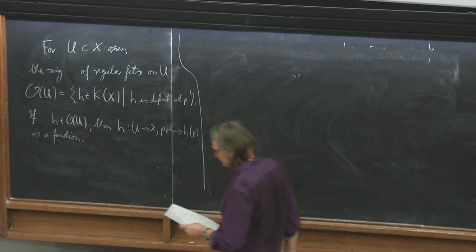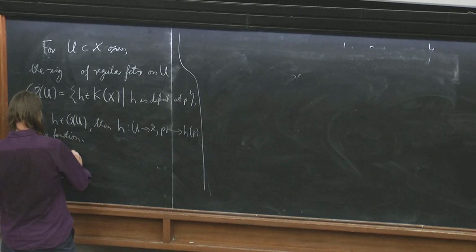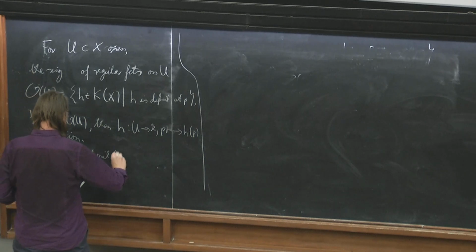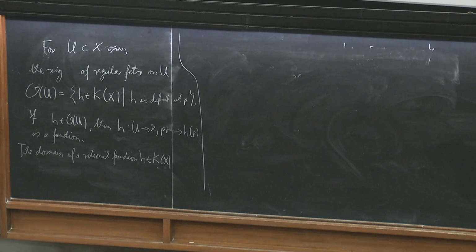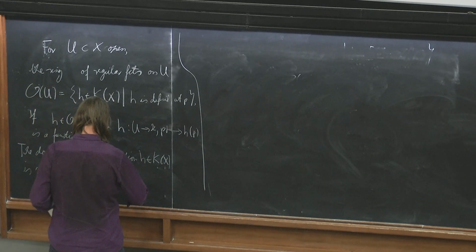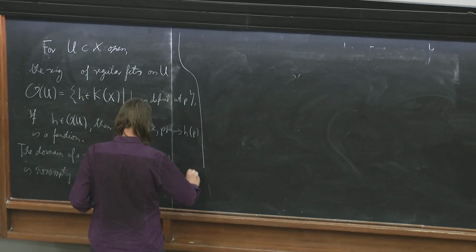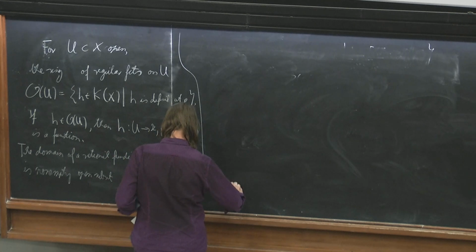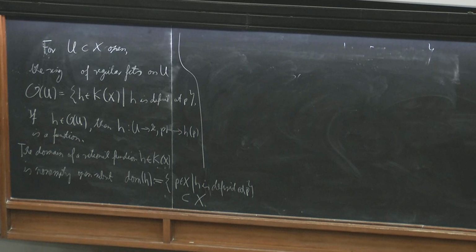And we have again the domain of a rational function. For h in K(X), the domain of h, which is defined to be the set of all P in X so that h is defined at P, is a non-empty open subset in X. The proof that this is an open and non-empty subset is the same as in the affine case, which we did a few minutes ago.